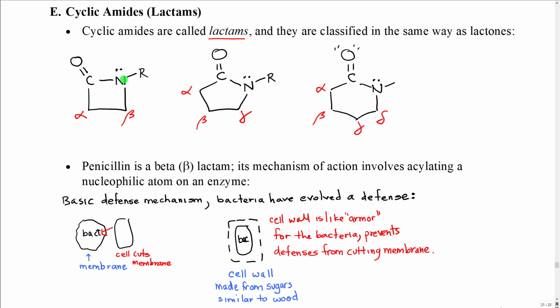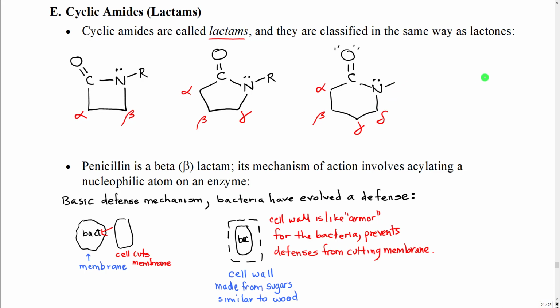In other words, we look at the carbonyl carbon, we go to the adjacent carbon, we count alpha, beta, and so forth. Whichever carbon is connected to the nitrogen and then connected back to the carbonyl, that's the carbon that we use to designate our lactam. So for example, a four-membered ring lactam would be alpha, beta, nitrogen, C double bond O. That would be a beta lactam. 5 would be gamma lactam. 6 would be delta lactam, and so forth.